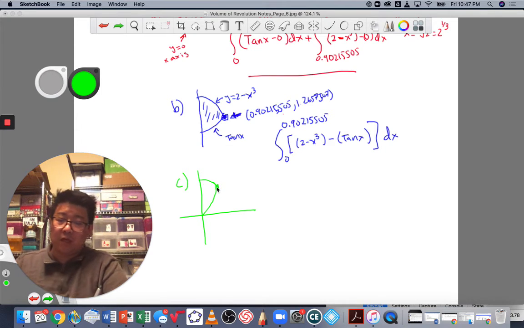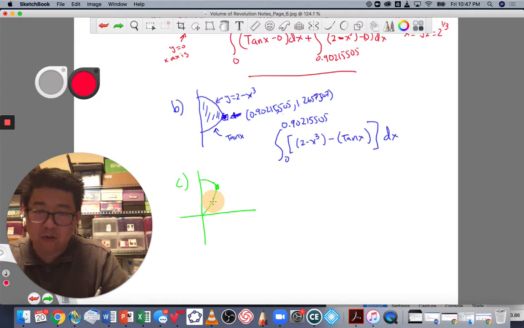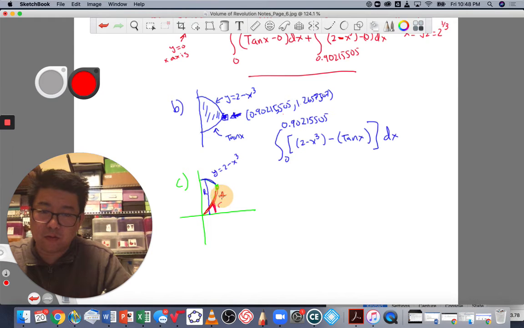So how do we do this then? Well, we know there's going to be a washer, so this part right here, we're going to rotate around the x-axis. So this right here will be little r. This right here, okay, will be big R. And if you recall, this right here is y equals 2 minus x cubed. This function right here, tangent x.